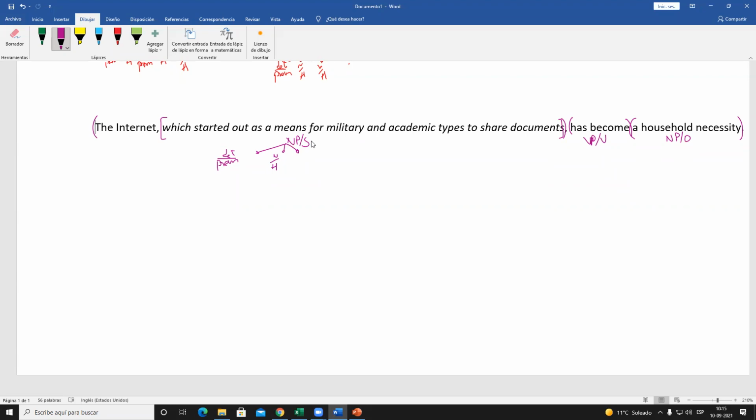And the name for this was relative clause, or dependent clause. We're going to write down dependent clause. Then the real name is WH relative clause. And this is a postmodifier. That is to say, I can erase it: the internet has become, and that's it. Then what's inside of it? As I said, it's a clause, and there are phrases inside.